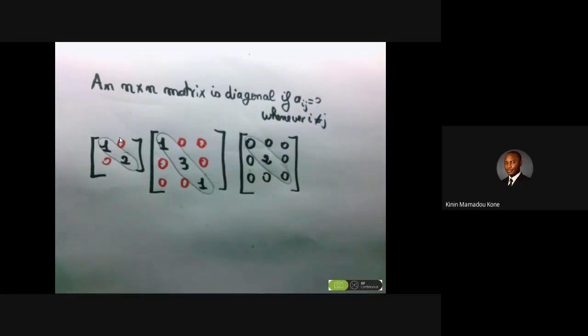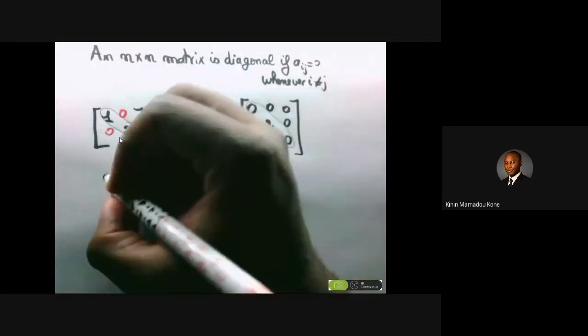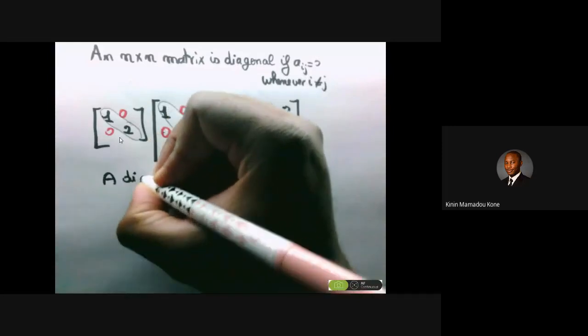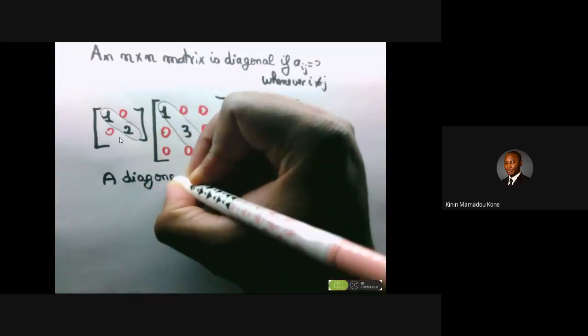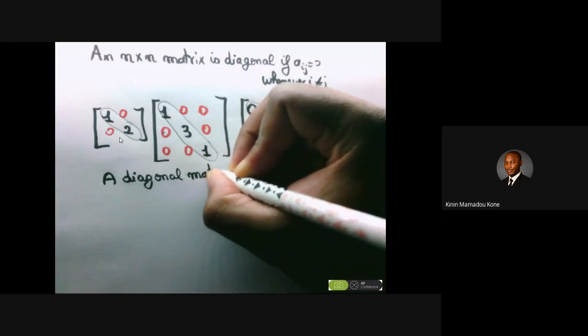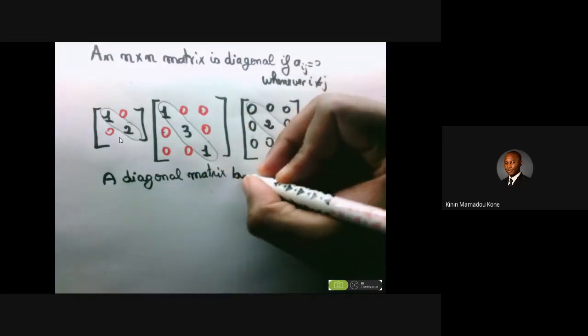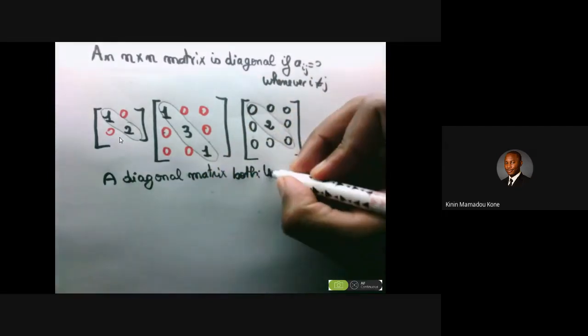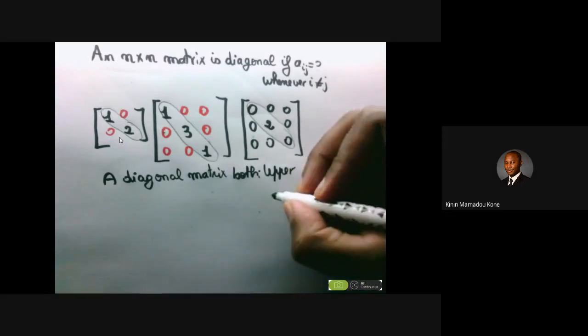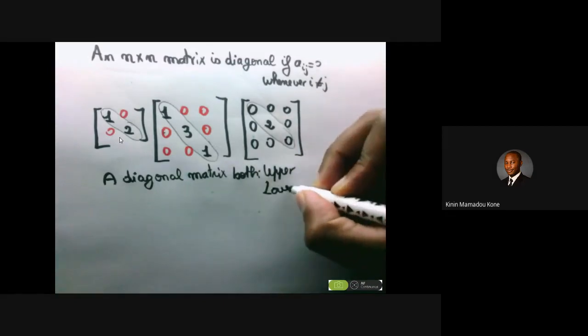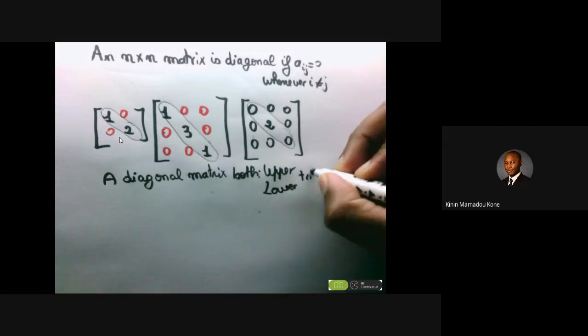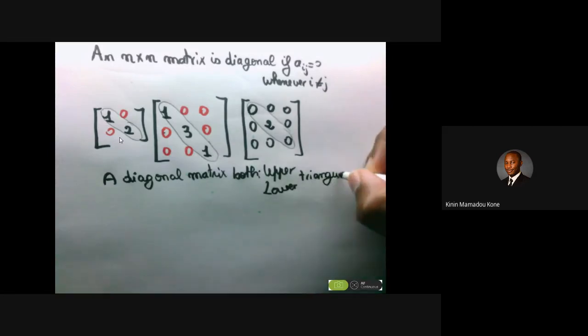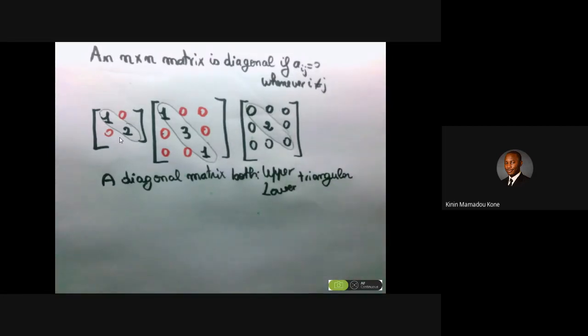So whenever you have this pattern, a diagonal matrix is both upper and lower triangular. That's what makes that particular matrix special.